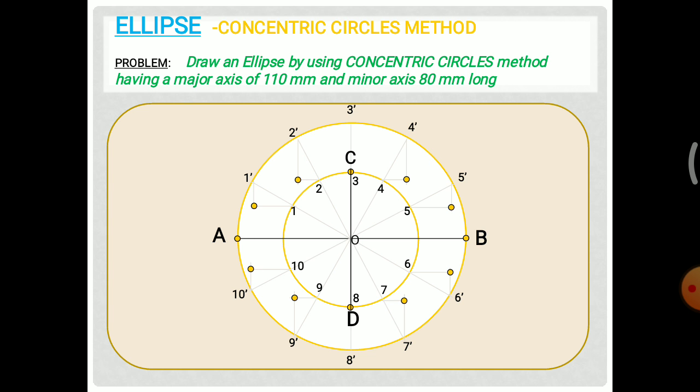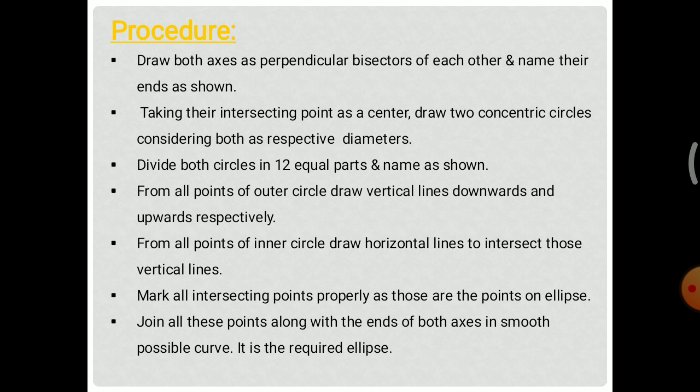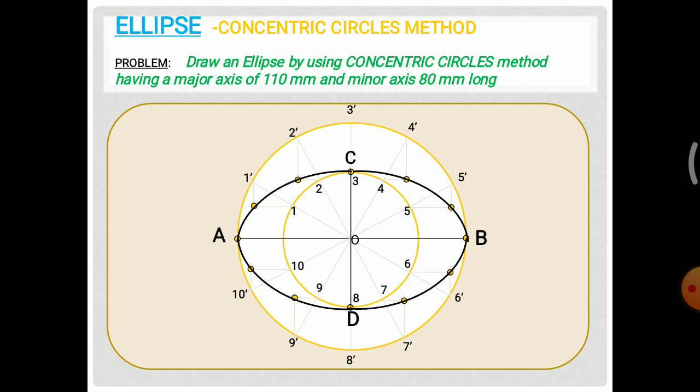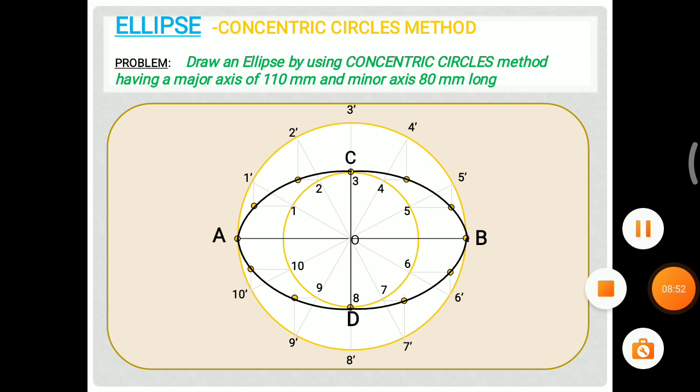So there we get these points from the intersection points, and connect all those points from the minor axis and major axis points from AB, CD. So we get an ellipse in the concentric circles method. So this is the general procedure for drawing the ellipse by the concentric circles method.